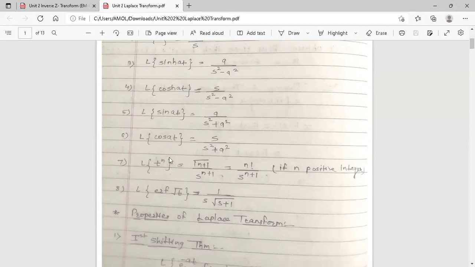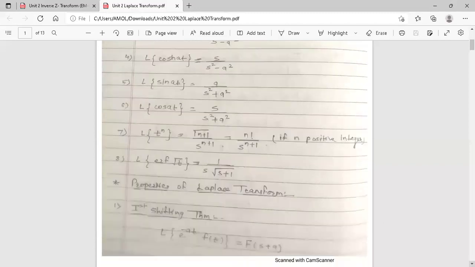Laplace transform of t raised to n is equal to gamma n plus 1 upon s raised to n plus 1. Or it is also equal to n factorial upon s raised to n plus 1 if n is positive integer. Then in that case, it is n factorial upon s raised to n plus 1. Otherwise, it is gamma n plus 1 upon s raised to n plus 1. Next is Laplace transform of error function of root t. Error function is a special function. Its Laplace transform of error function of root t is equal to 1 upon s into under root s plus 1.